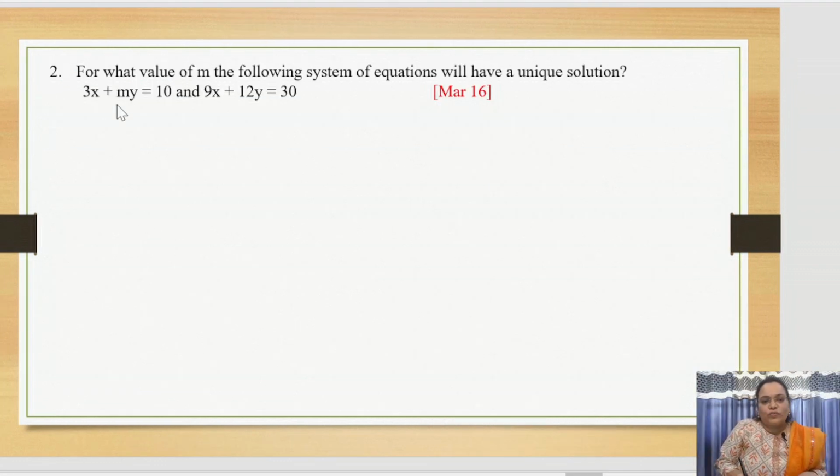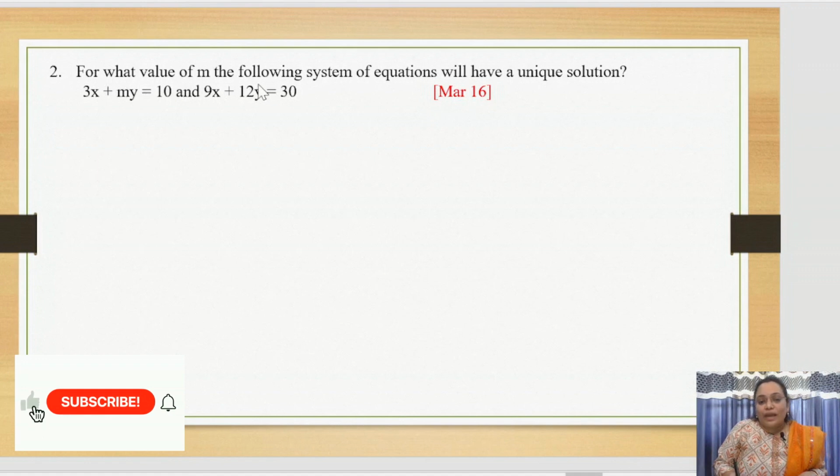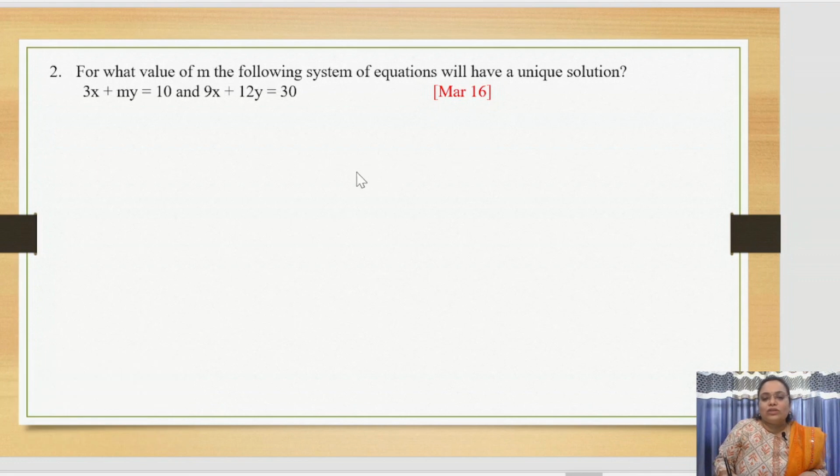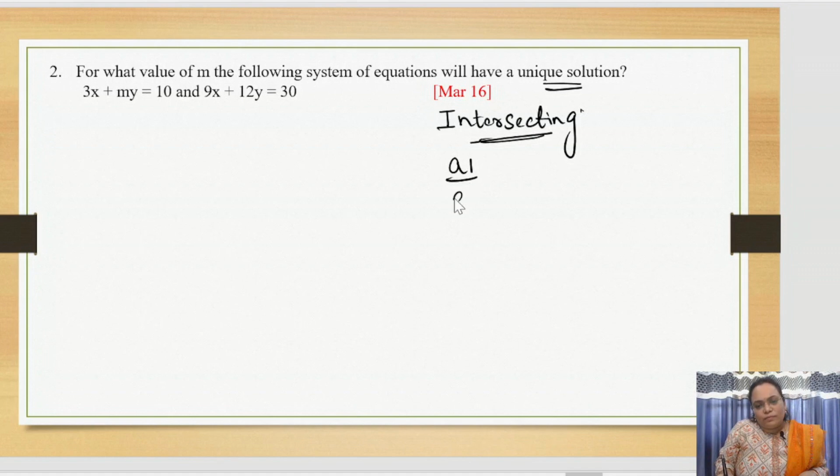So let us see the next question. For what value of m will the following system of equations have a unique solution? This question is also of a similar type. What is the condition for intersecting lines? Because intersecting lines have a unique solution. It is a1 by a2 is not equal to b1 by b2. These intersecting lines have a unique solution.